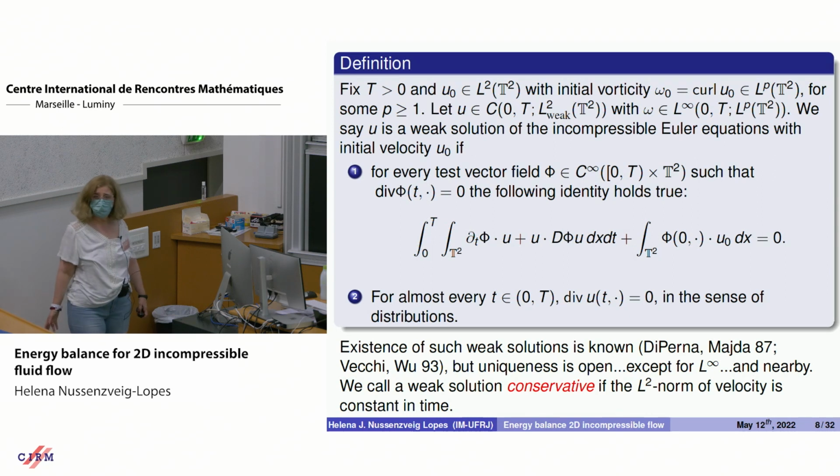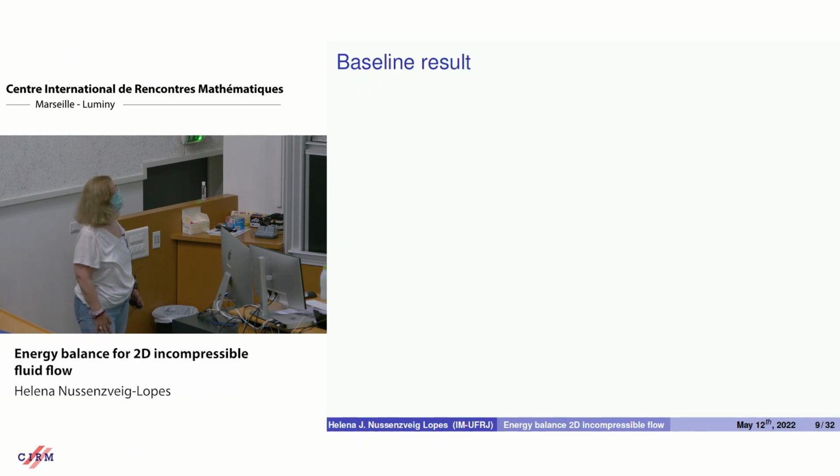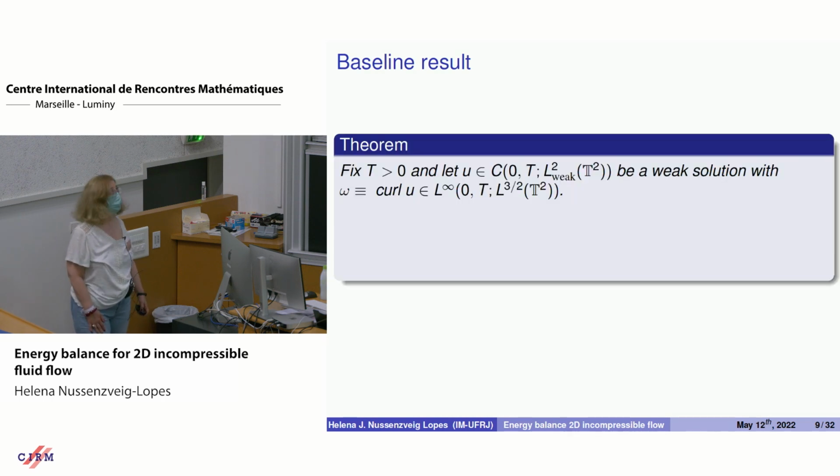And I'll just refer to a weak solution as being conservative if the L2 energy, L2 norm of velocity, is conserved. So here's our baseline result. It's the p equal 3/2 result. And I'm going to give you an elementary proof. Okay, so this is contained in the work of Cheskidov, Constantin, Friedlander, and Shvydkoy, but I'm going to give you a proof that is entirely elementary.